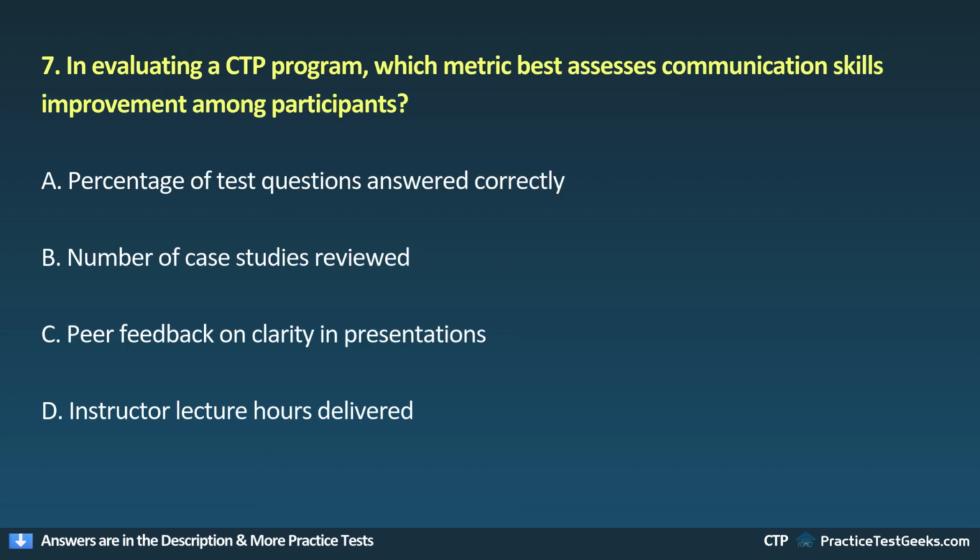7. In evaluating a CTP program, which metric best assesses communication skills improvement among participants? A. Percentage of test questions answered correctly. B. Number of case studies reviewed. C. Peer feedback on clarity in presentations. D. Instructor lecture hours delivered.